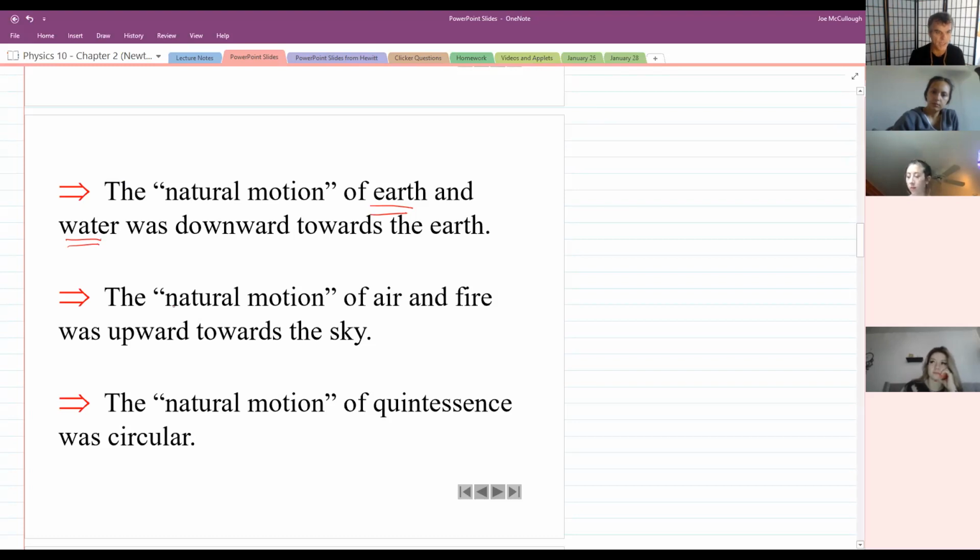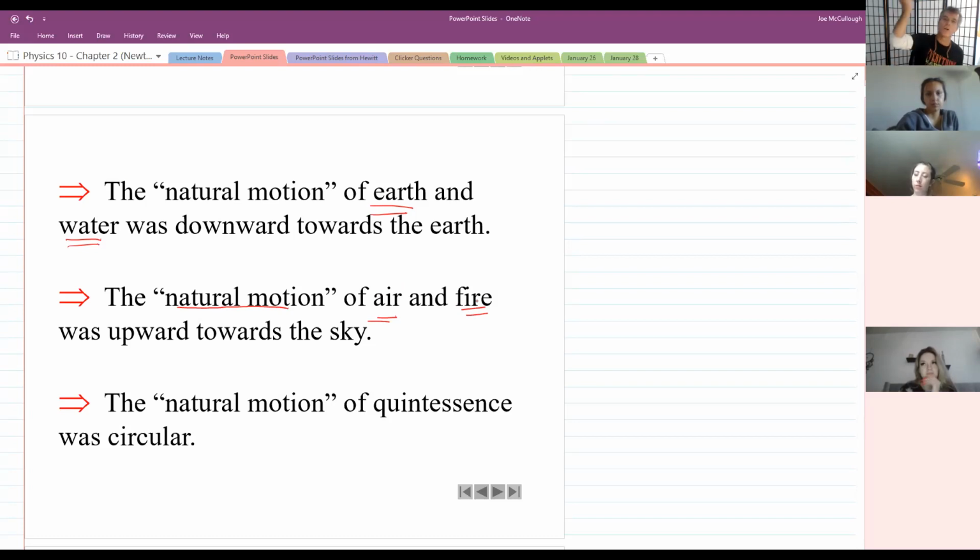The natural motion of anything made of air or fire was up towards the sky. So natural motion, according to Aristotle, was either straight down if something was made of earth or water, or straight up if it was made of air or fire. Now, if I threw an object straight up, that is what Aristotle would consider to be violent motion. Because if this was made of earth and water, its natural tendency would be to fall straight down towards the center, towards the earth, and remain there.